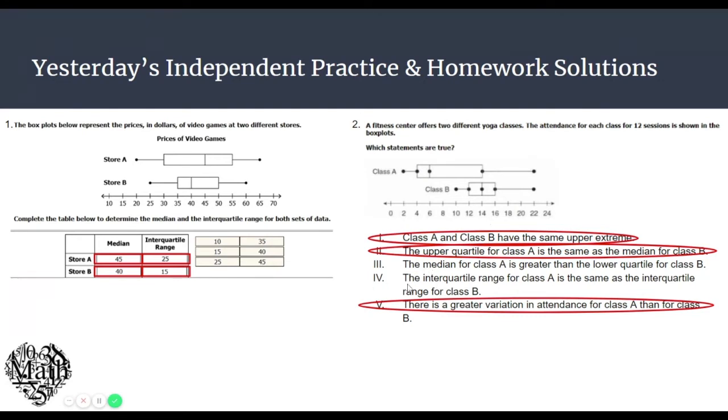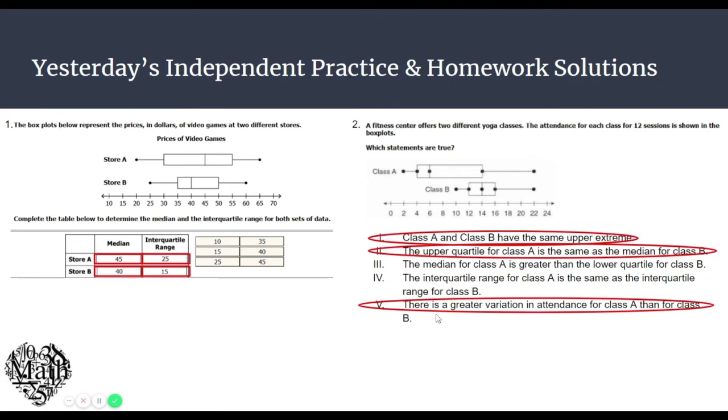The next answer choice, the interquartile range for Class A is the same as the interquartile range for Class B. Well, by just looking at the picture, I can tell that's not true because the interquartile range is subtracting quartile 3 minus quartile 1. So if the range was the same, the length of the box would also be the same. And this one is obviously a lot shorter than that one. Or I could have calculated it and gotten the same answer.